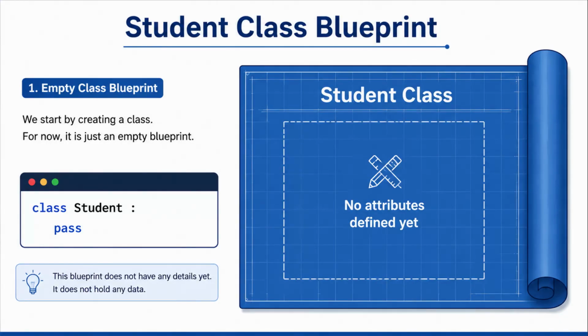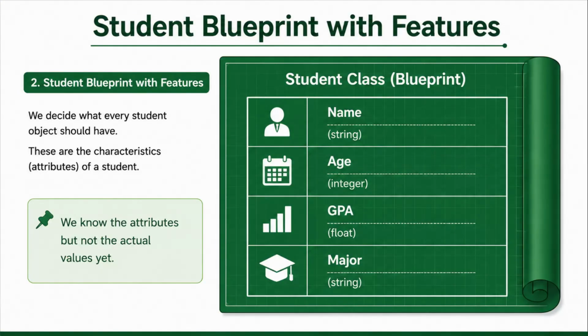At the moment, our class looks like this. Python: class Student: pass. This tells Python that we have a blueprint called student, but it does not yet describe what a student looks like. So the next question is, what information should every student object contain? Suppose that for our application, we decide that every student should have a name, an age, a GPA, and a major. These are the characteristics, or attributes, that we want every student object to possess.